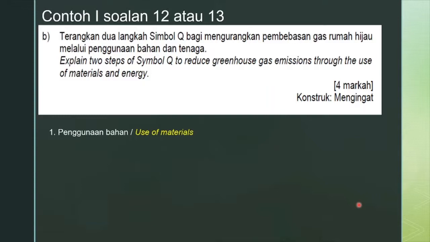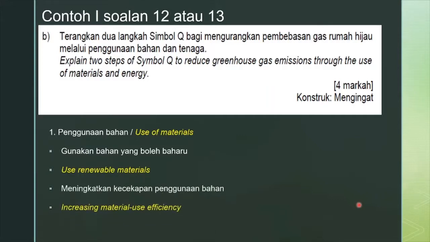Untuk langkah yang pertama, iaitu dari segi penggunaan bahan dia. Penggunaan bahan, dia minta kita menerangkan 2 langkah. Ya, 2 langkah. Baik, itu dia. Gunakan bahan yang boleh baharu. Use renewable materials. Yang kedua, meningkatkan kecekapan penggunaan bahan. Increasing the material use efficiency.